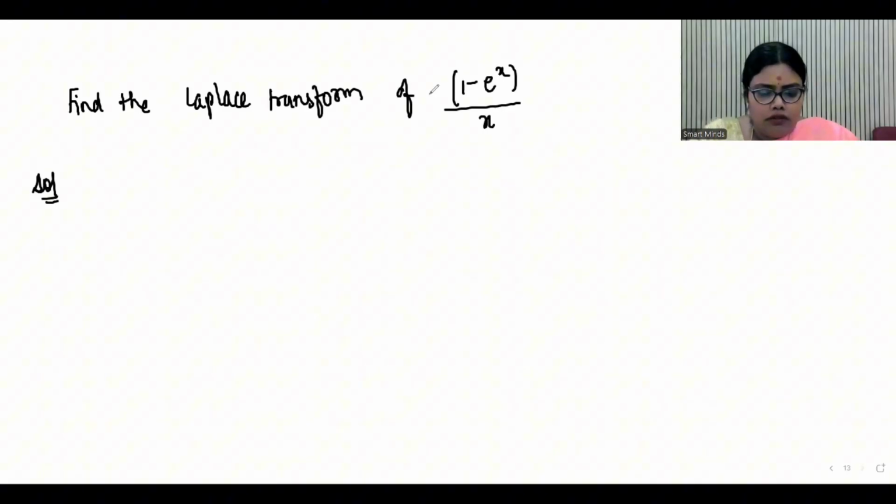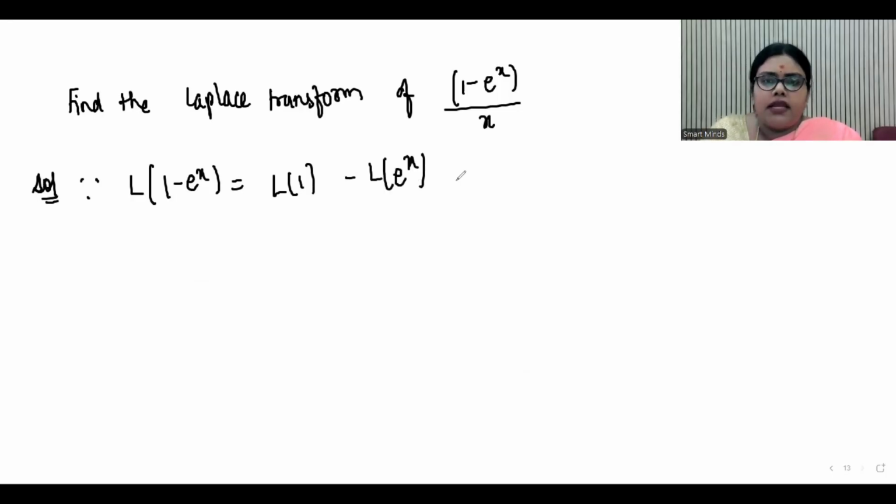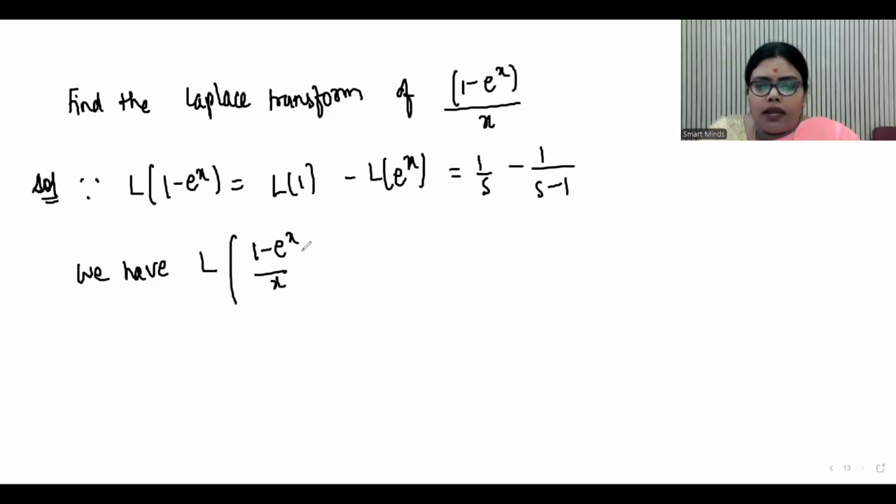Take the next question. Find the Laplace transform of 1 minus e power x by x. Now since we know that L of 1 minus e power x is L of 1 minus L of e power x. And we know that L of 1 is 1 by s, and L of e power x is 1 by s minus 1. Now we want to find L of 1 minus e power x by x.